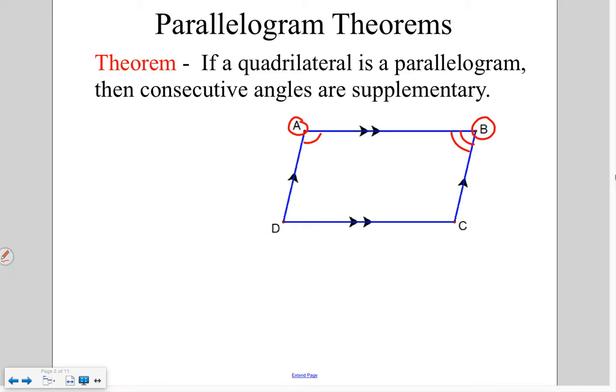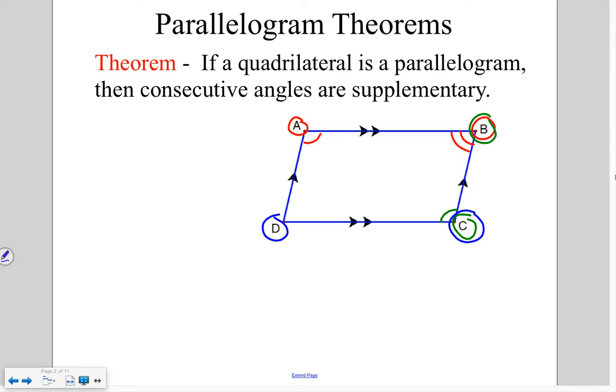Now, I could also say that angle B and angle C are consecutive. The nice thing is I actually know this C, which we're going to get to in a little bit, is going to be the same measure as A, but they're still supplementary. Meaning that if I were to add A and B, because they're consecutive, those two angle measures would add up to 180 degrees. If I were to add up angle B and angle C, they would add up to 180 degrees. And I could keep doing this all the way around.